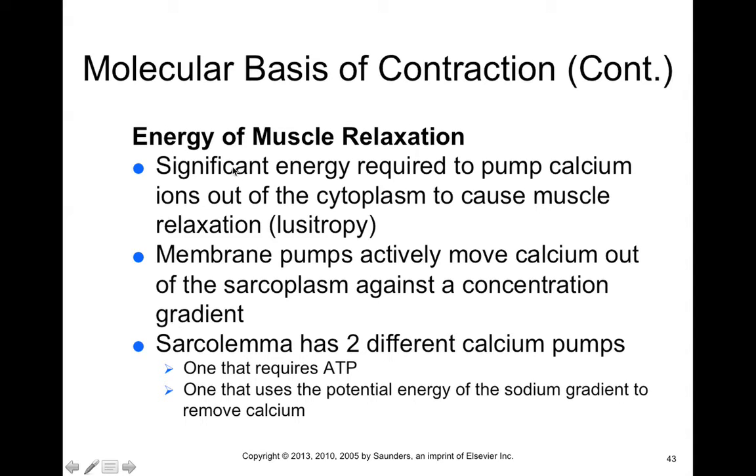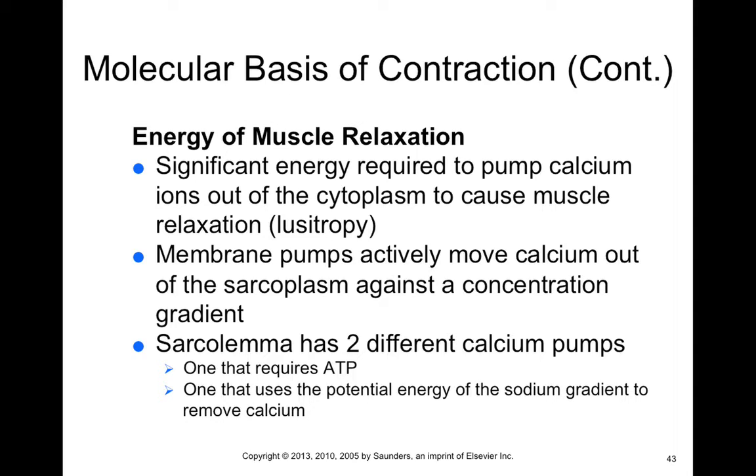Now, it turns out that it takes a significant amount of energy for muscle cells to relax as well. Because once that calcium ends up in the cytoplasm of the muscle cell, it has to be pumped back into the sarcoplasmic reticulum. Otherwise, you'd have a sustained contraction, which we call tetanus, which as far as the heart is concerned, you wouldn't want to occur in the heart because then your heart muscle couldn't relax and therefore couldn't fill up with blood again. So it wouldn't function as an effective pump very well.